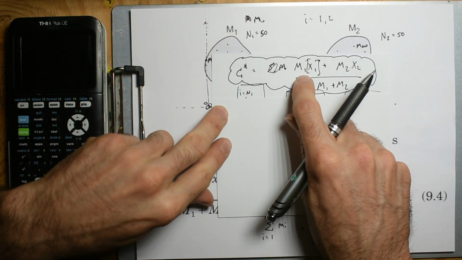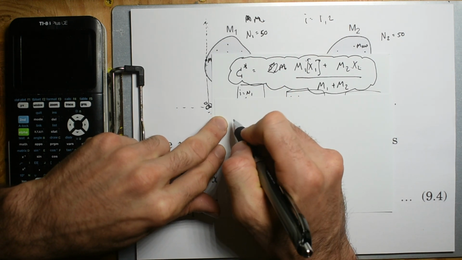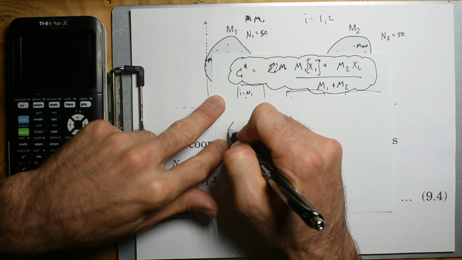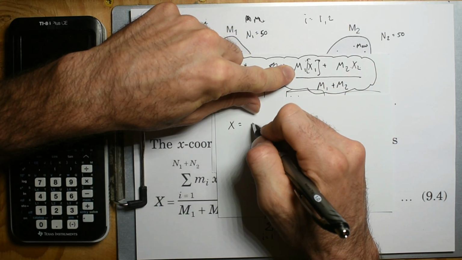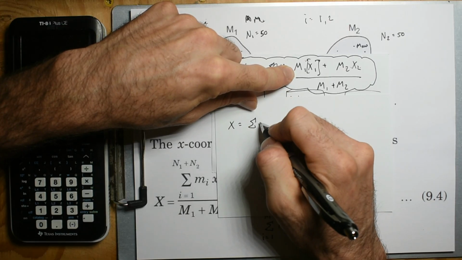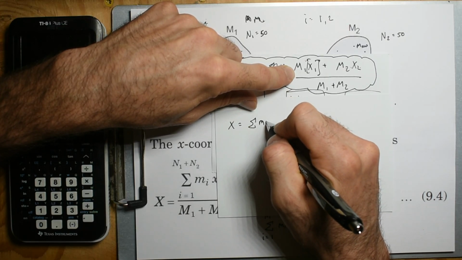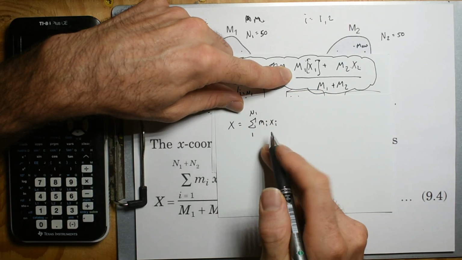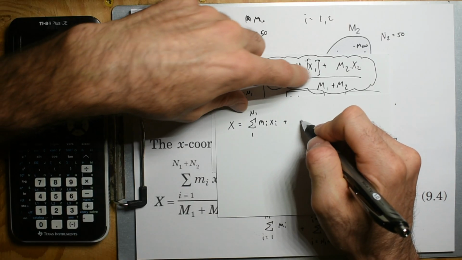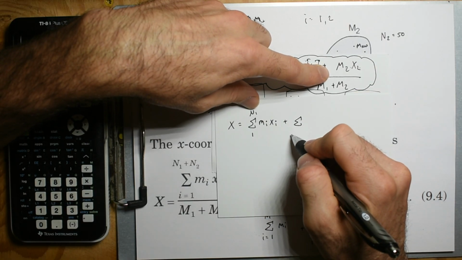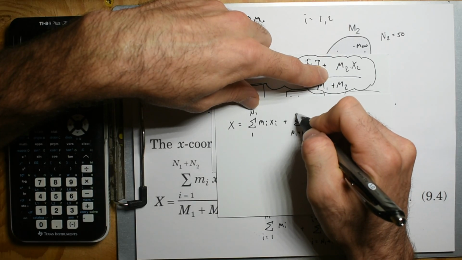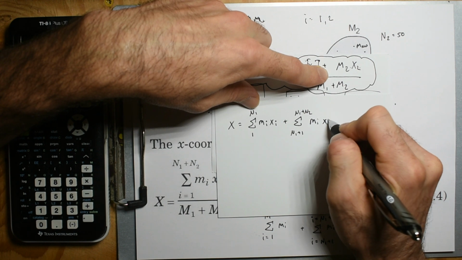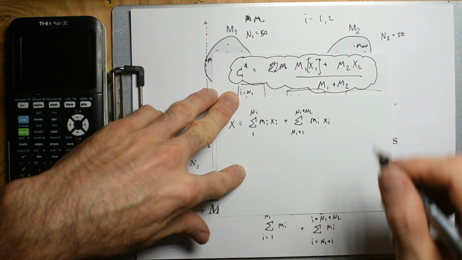So if this is the mass of this particle, and I think that's what I want to do anyway, we have x is equal to, this is going to be the summation of mi xi from 1 to n1. This is going to be the summation from n1 plus 1 to n1 plus n2 of mi xi.